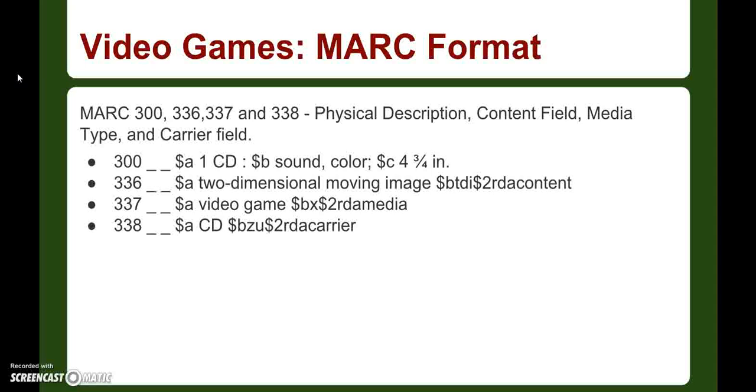It is a two-dimensional moving image in the 336 field. In the 337 field, the item needs something to be played on, so it is mediated. Field 338 is used to indicate the device used to run the item. There is not a code for video game machines, so it falls under unspecified.